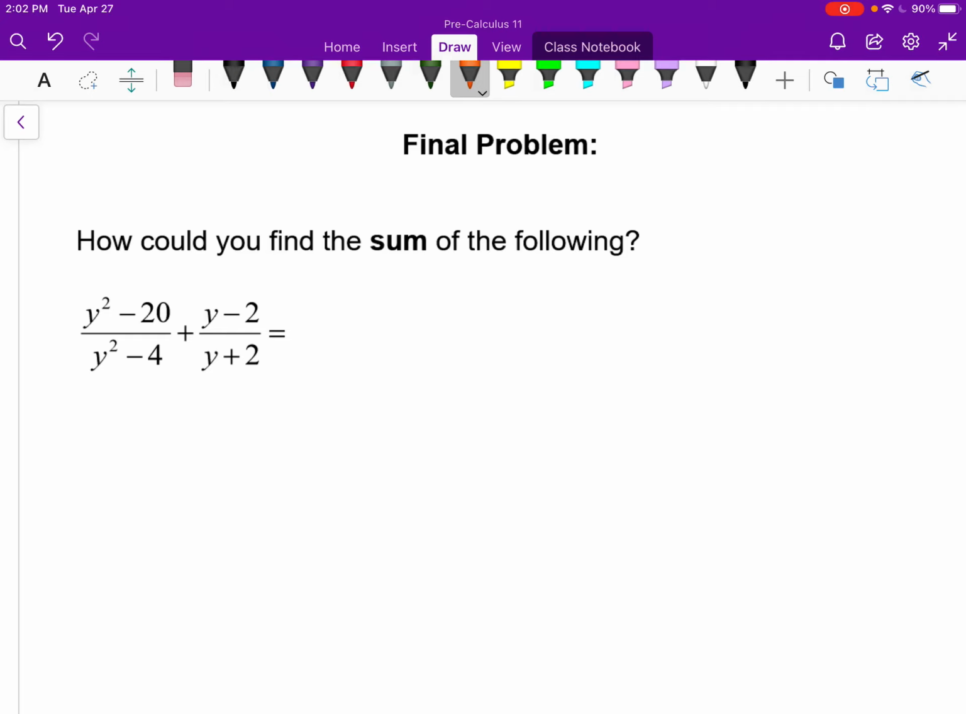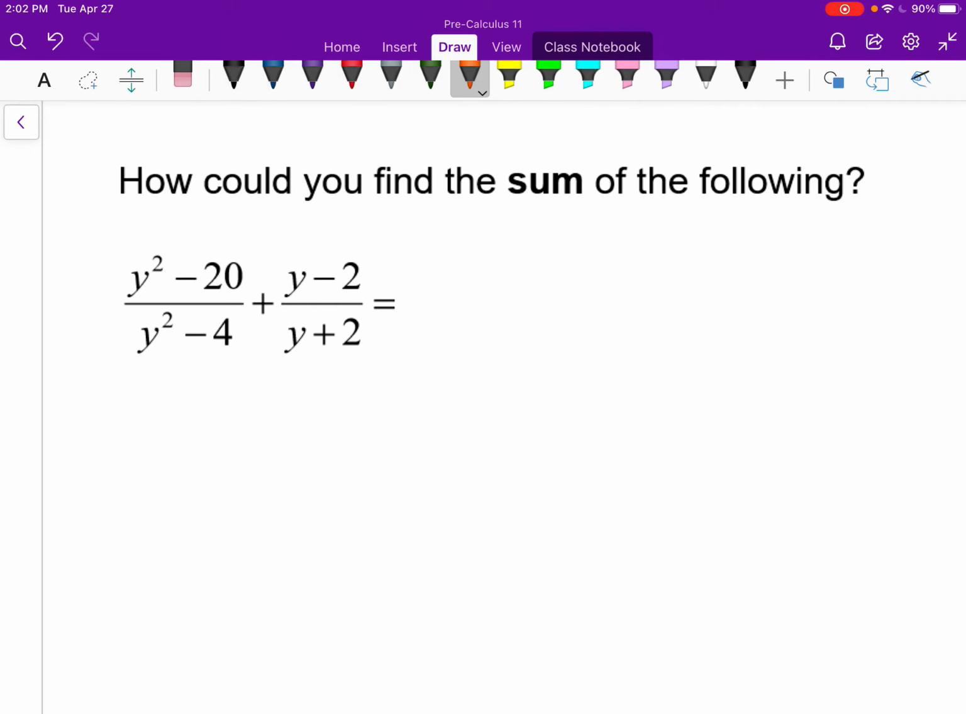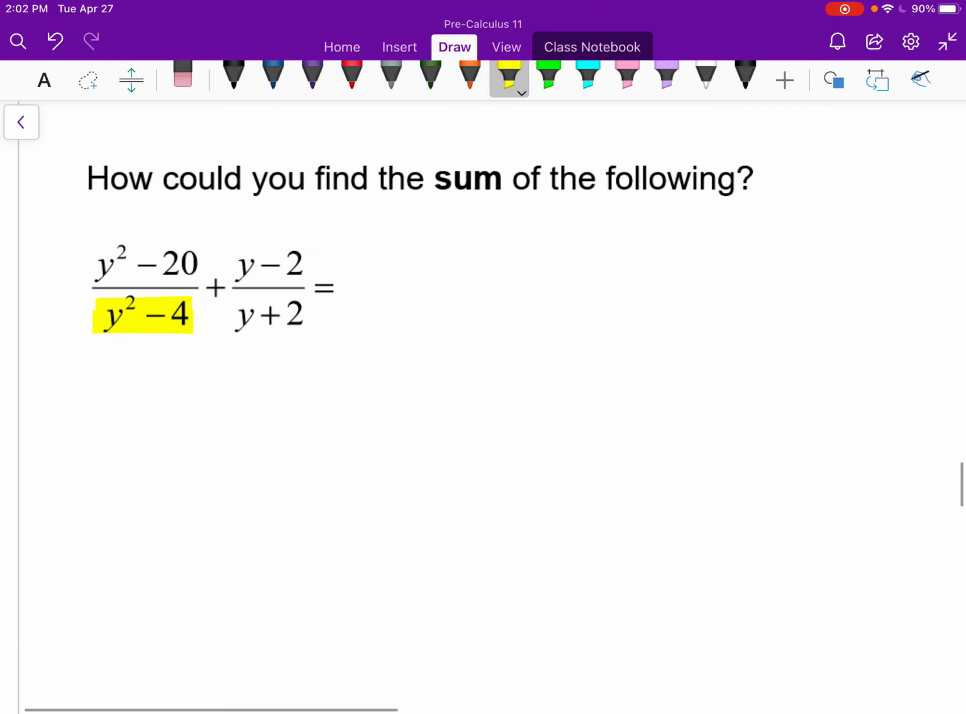How could we add these two fractions? We don't have a common denominator. How do you find a common denominator with stuff like this? Well, hopefully what comes to us fairly quickly is realizing factoring at some point tends to be useful. And so let's factor that y squared minus 4. It's a difference of squares.